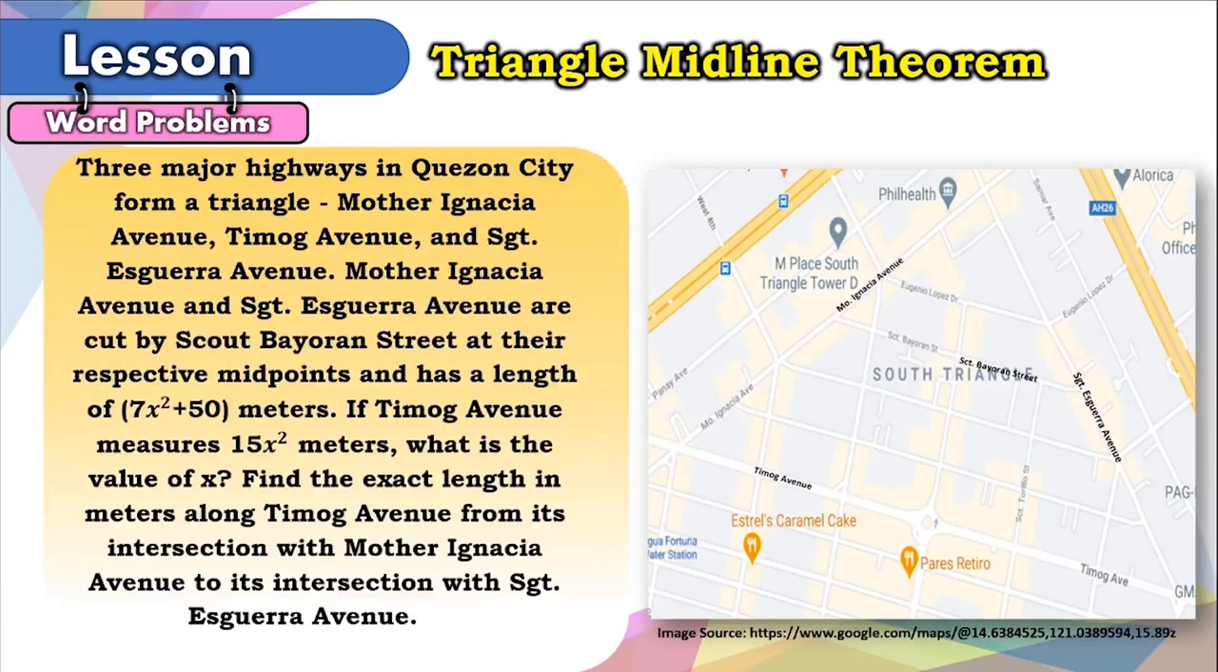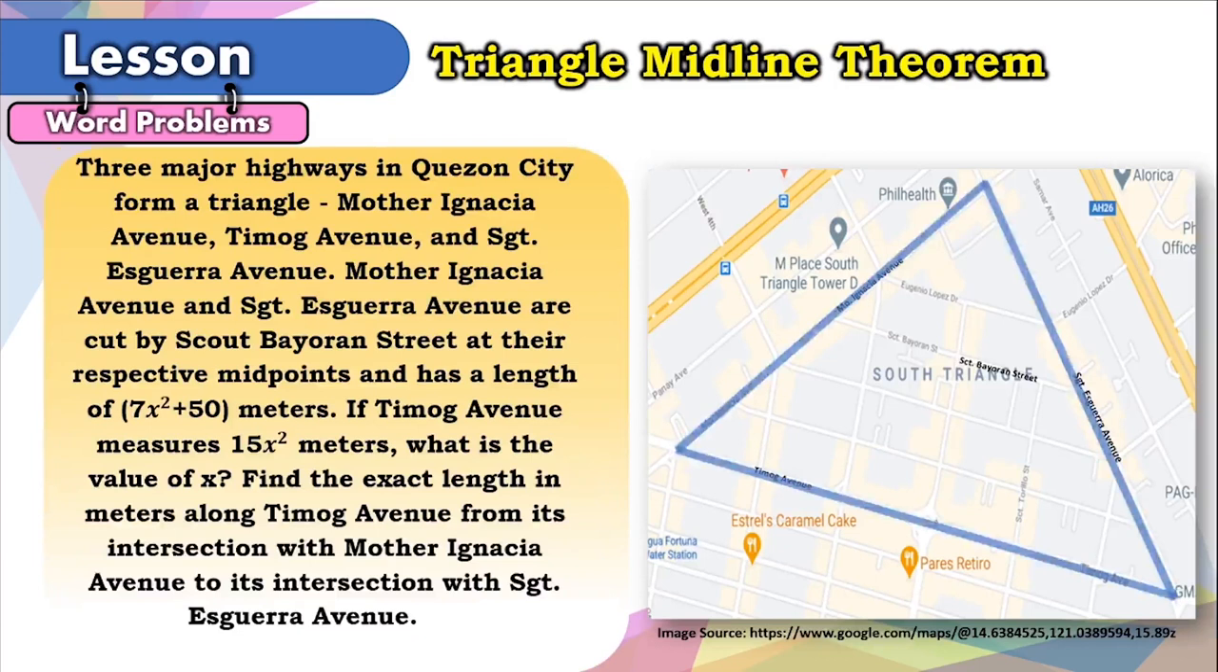Three major highways in Quezon City form a triangle: Mother Ignacia Avenue, Timog Avenue, and Sergeant Esguerra Avenue. Mother Ignacia Avenue and Sergeant Esguerra Avenue are cut by Scout Bayuran Street at their respective midpoints, and it has a length of the quantity of 7x squared plus 50 meters. If Timog Avenue measures 15x squared meters, what is the value of x?